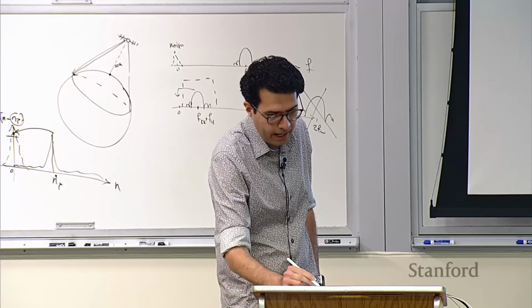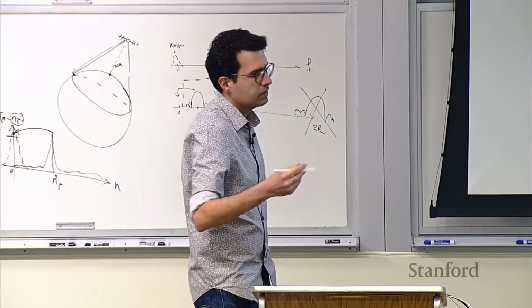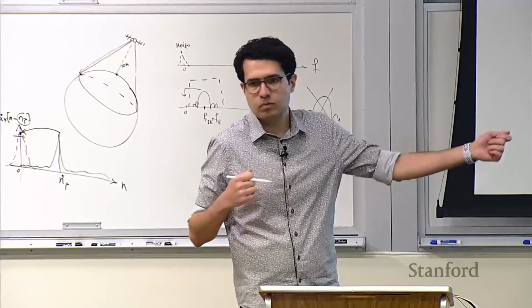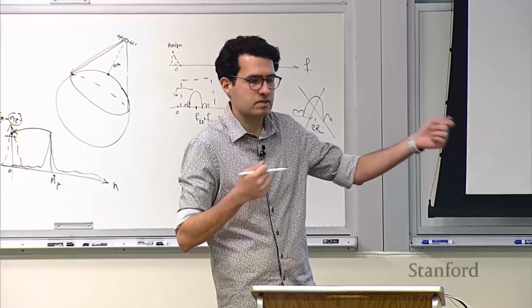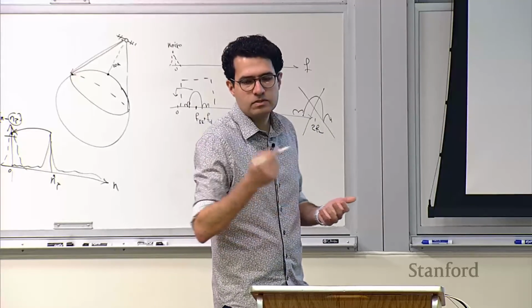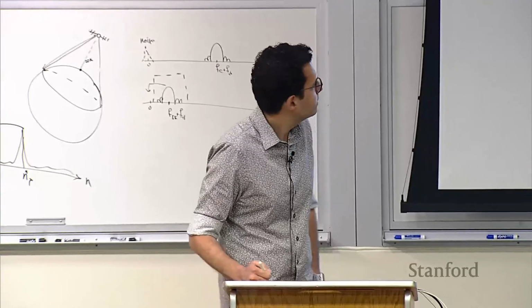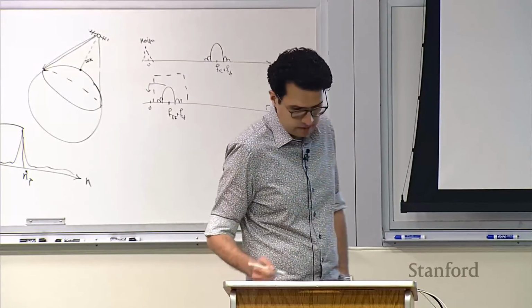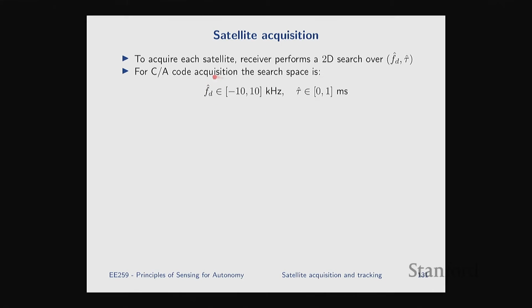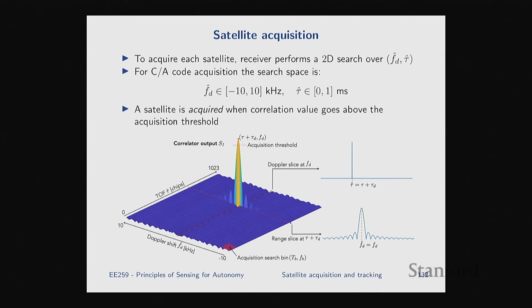And for your tau hat, because these correlations are periodic, you just need to search over one period of the correlation, which for a CA code is 1023 chips to search through. And that's exactly what the receiver does. So for a coarse acquisition code, you have f hat between minus 10 and 10 kilohertz, and tau hat between 0 and 1 millisecond. One millisecond is the duration of one full ranging code. And you perform a 2D search. Here's graphically how it's done.